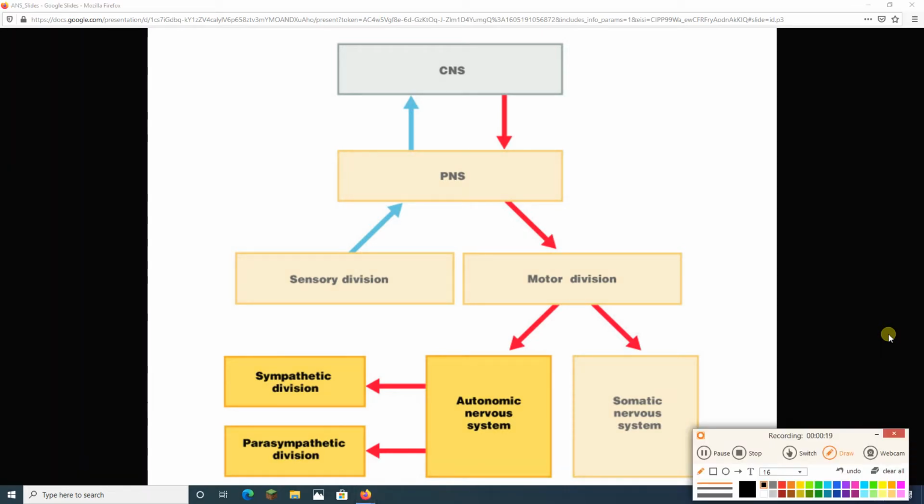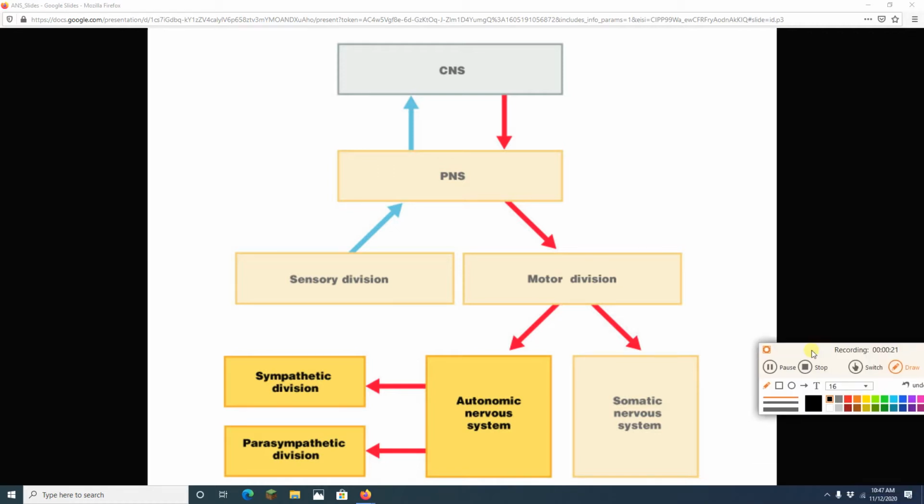So, let's review for a second here. If we think about the central nervous system and the peripheral nervous system, we know the peripheral nervous system is divided into a sensory division and a motor division, an afferent and an efferent division. And the motor division is divided into a somatic nervous system and an autonomic nervous system. And today, that's what we're doing. We're doing the autonomic nervous system, which of course, remember, has two divisions itself, sympathetic and parasympathetic.